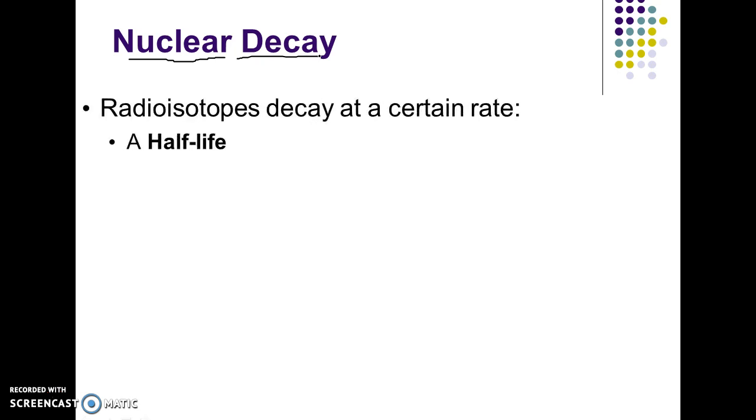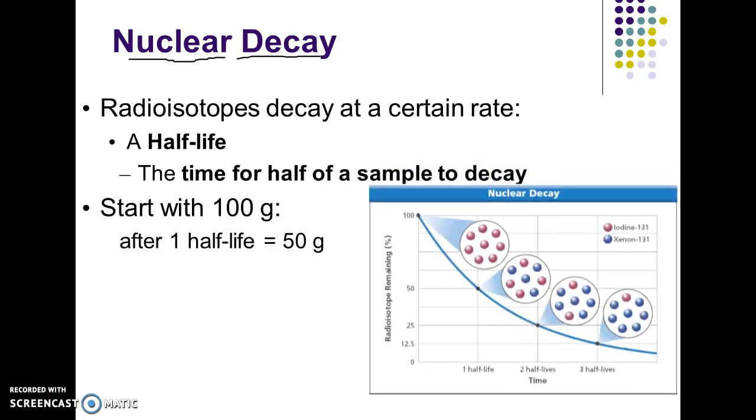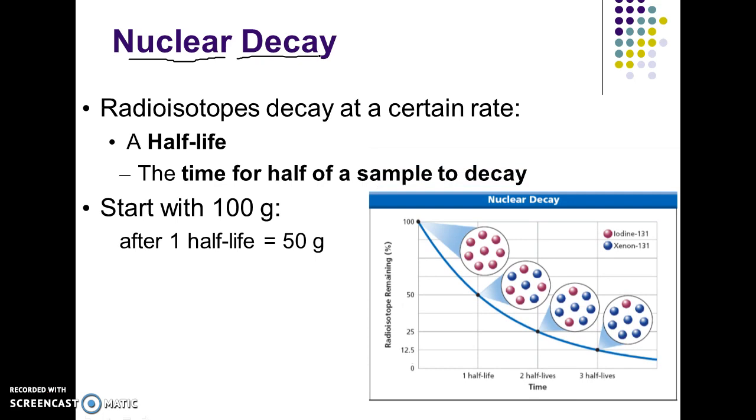All radioisotopes decay at a certain rate, and that's what we call the half-life. This is the time it will take for half of a sample to decay. To give you an example, let's say we start with 100 grams of sample. If it goes through one half-life, we will take 100 grams and divide it by 2. So after one half-life, we will have 50 grams of substance left.